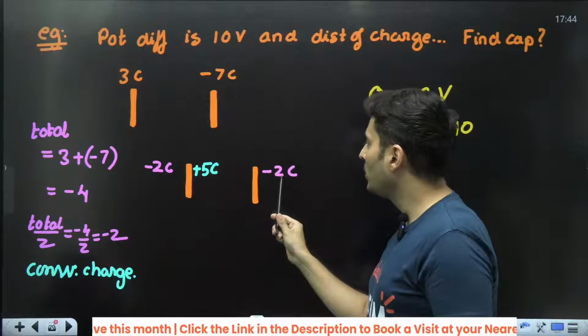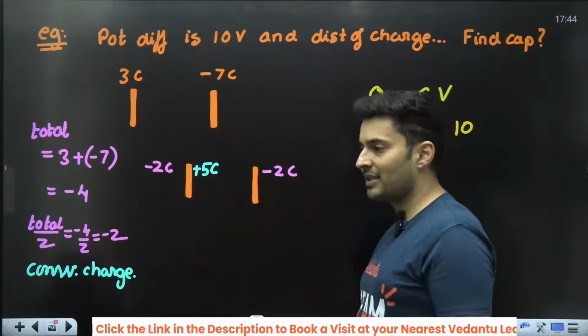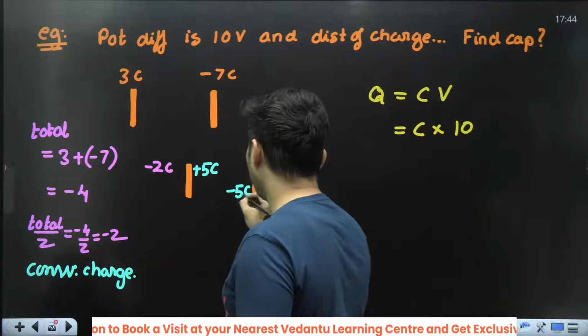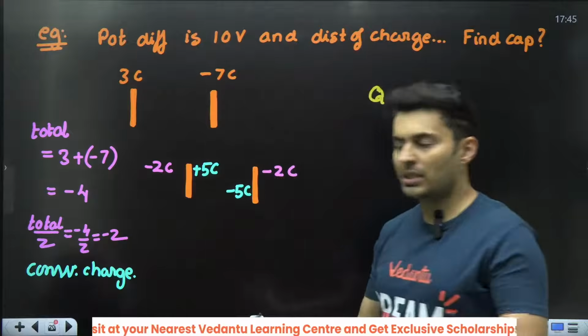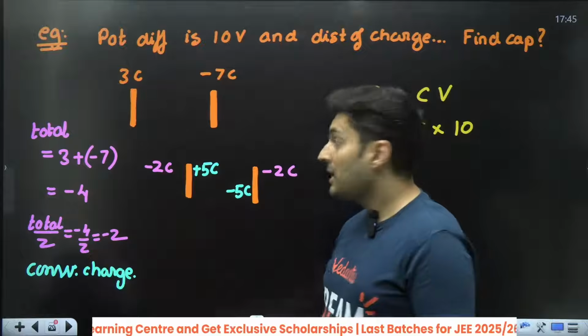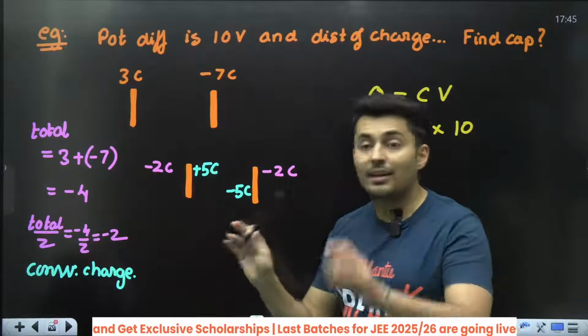Similarly, minus 2 with what charge will give you minus 7? Obviously, nothing but minus 5 coulombs. So minus 5 minus 2 gives you minus 7. Charge has to be conserved. Okay, what next, sir? Now, see, always these outer charges, ignore that.